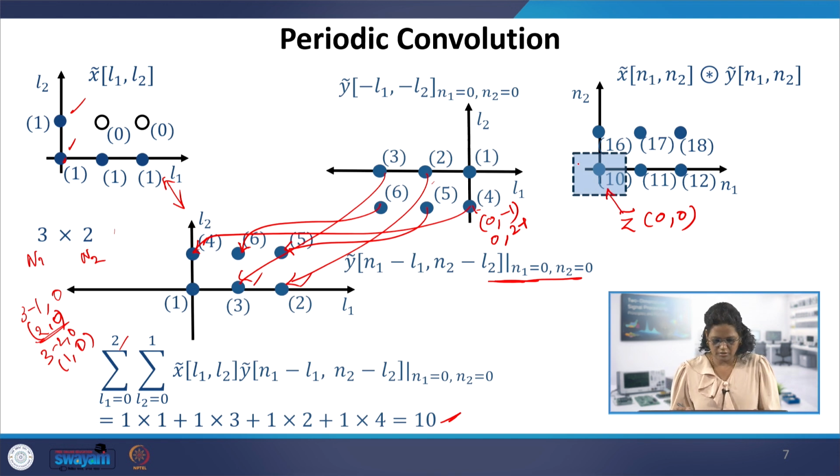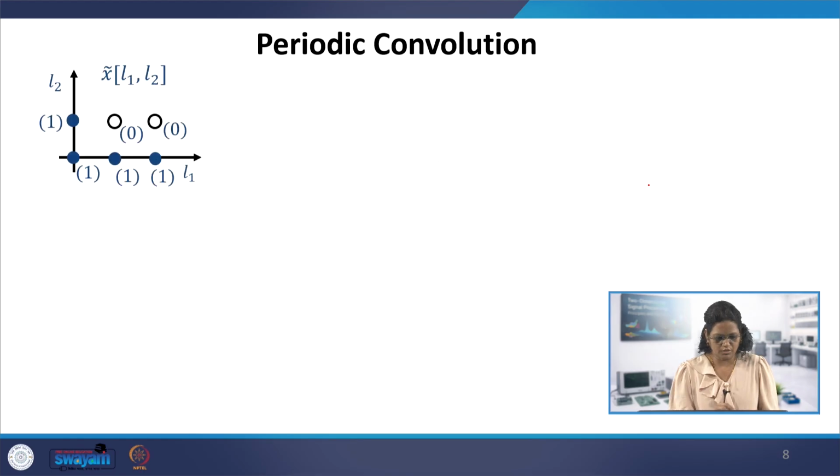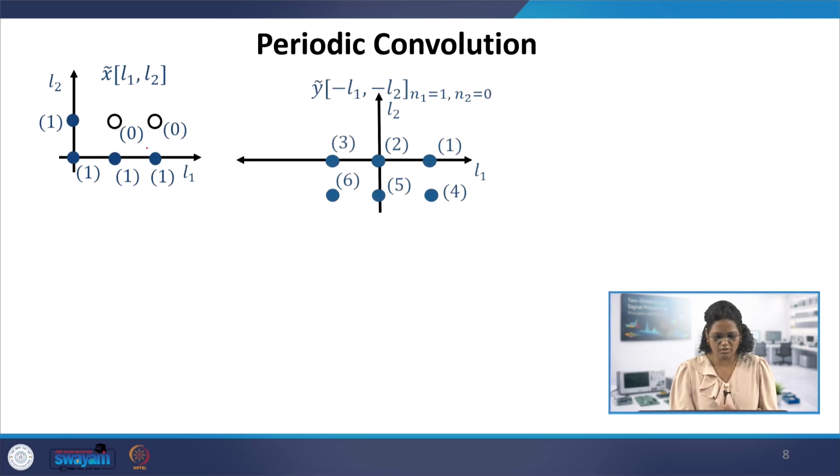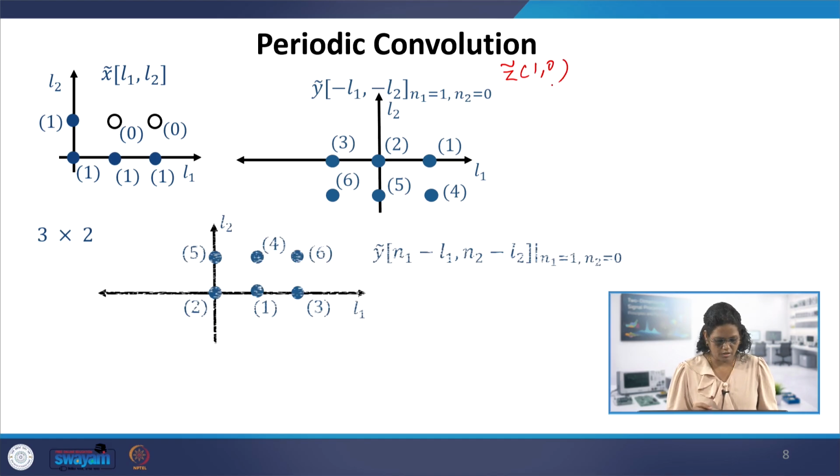So similarly to get the other one, the other sequence x tilde of L1 comma L2 is there, and the flipped sequence for 1 comma 0. So we try to compute z of 1 comma 0. In this case, again in the flipped sequence, you can see n1 should be 1. So the shifted sequence is compared to the previous flipped sequence. Now after shifting by 1 comma 0, we apply the mod function. So the mod function will result in this 2.